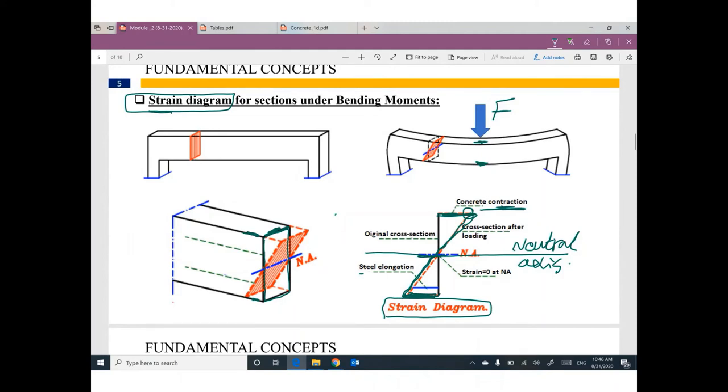I will say we have contraction and we have elongation. So we have compressive strain and tensile strain. Here is the strain distribution of the cross section. In between, at this location, we have something called the neutral axis.